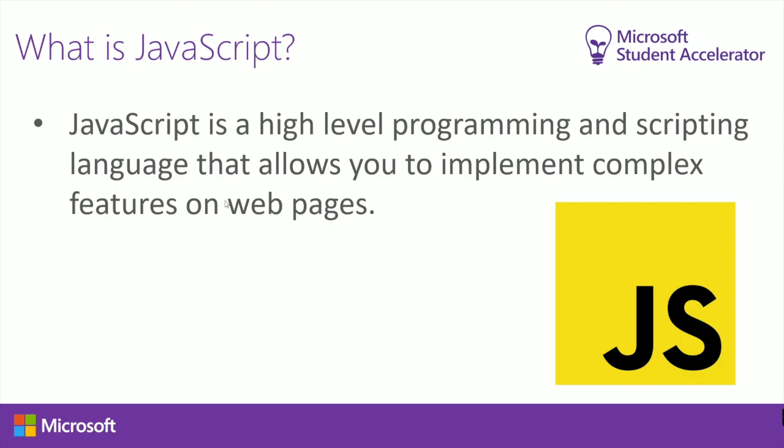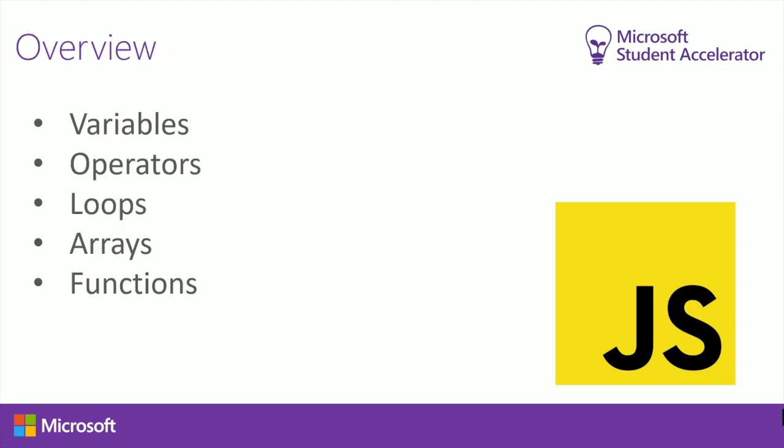So what is JavaScript? JavaScript is a high-level programming and scripting language that allows you to implement complex features on web pages. It is the JavaScript code that allows for elements on web pages to move and change dynamically. In this tutorial, we'll be teaching you some basic programming concepts like what is a variable, operator, loops, arrays, and functions, and what they do.